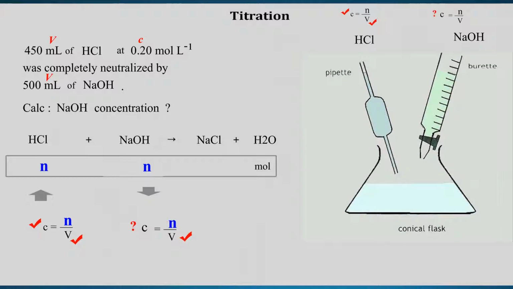Now let's see the experiment aspect. HCl, you know the concentration, you know the volume. Now you're going to put the full bottle in. Now you're going to put in the indicator. The indicator will change color when they fully neutralize. Then you put the NaOH in by dripping little bit by little bit.